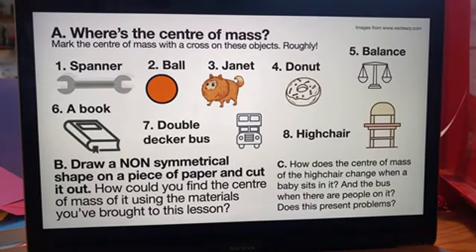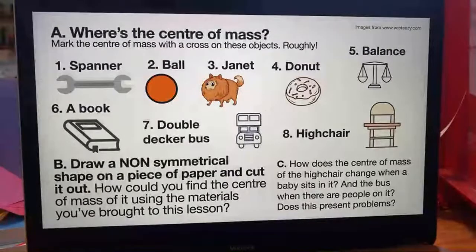Number 6 is a book. Number 7, where's the centre of mass on a double-decker bus? Where's the centre of mass of a high chair? And then B, this is important, do this if you're going to do the activity in a sec: draw a non-symmetrical shape on a piece of paper and cut it out. How could you find the centre of mass of that, using the materials you brought to this lesson?